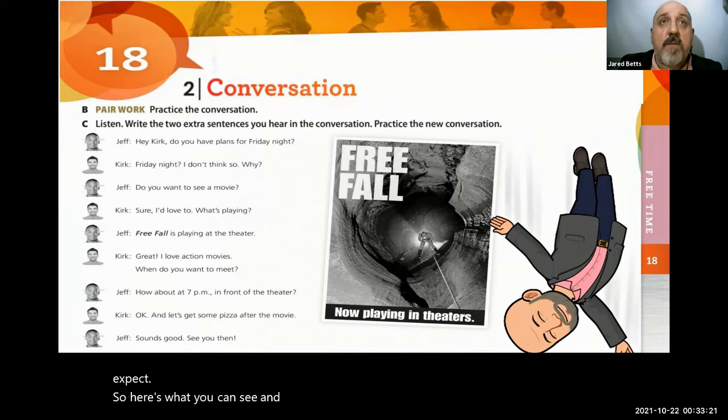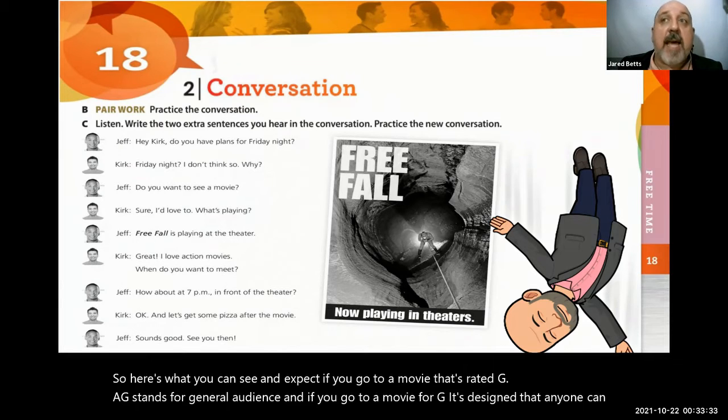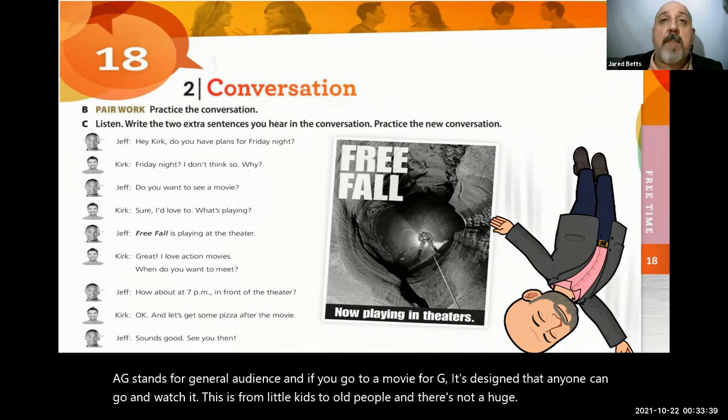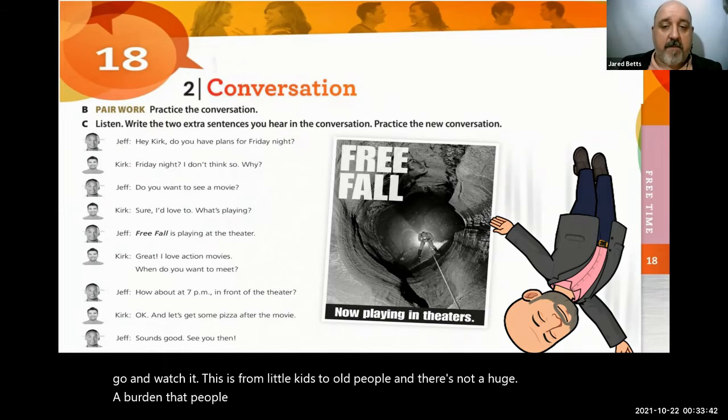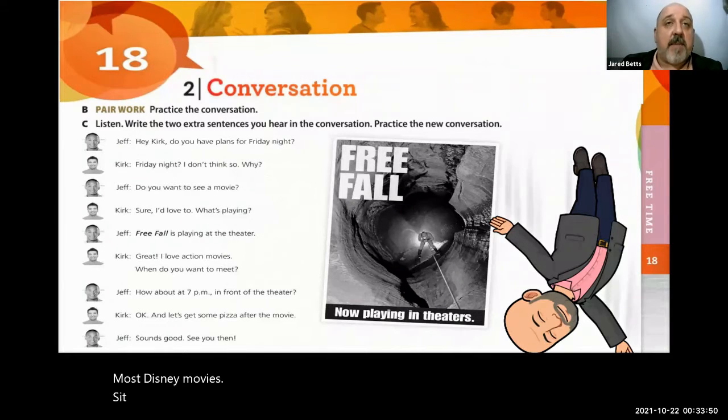So here's what you can see and expect. If you go to a movie that's rated G, a G stands for general audience. It's designed so that anyone can go and watch it, from little kids to old people. There's not a huge burden that people will not understand from just simply watching the movie. Most Disney movies sit at this level, a G.